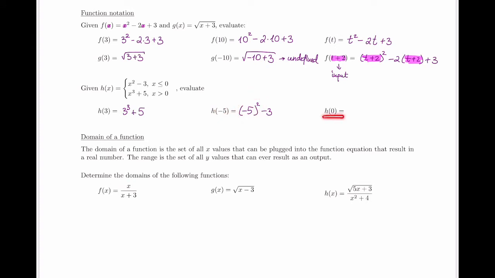And lastly, h of 0. So again, I have to decide, is 0 less than or equal to 0 or is 0 bigger than 0? I notice that 0 is included in the top function here, so I'm going to be using that top one to plug 0 in. So it's going to be 0 squared minus 3. Keep in mind that even though the function is given in two separate pieces, only one of them applies at a time.